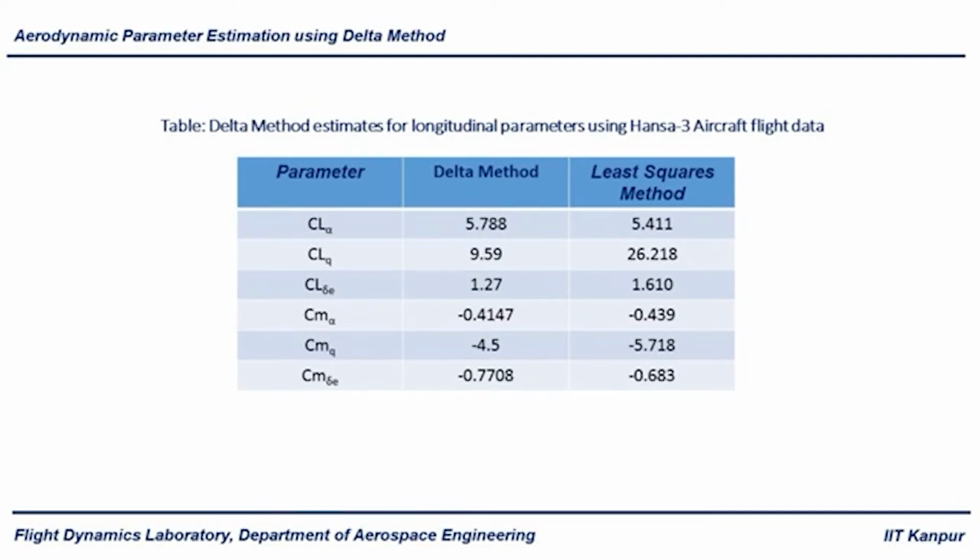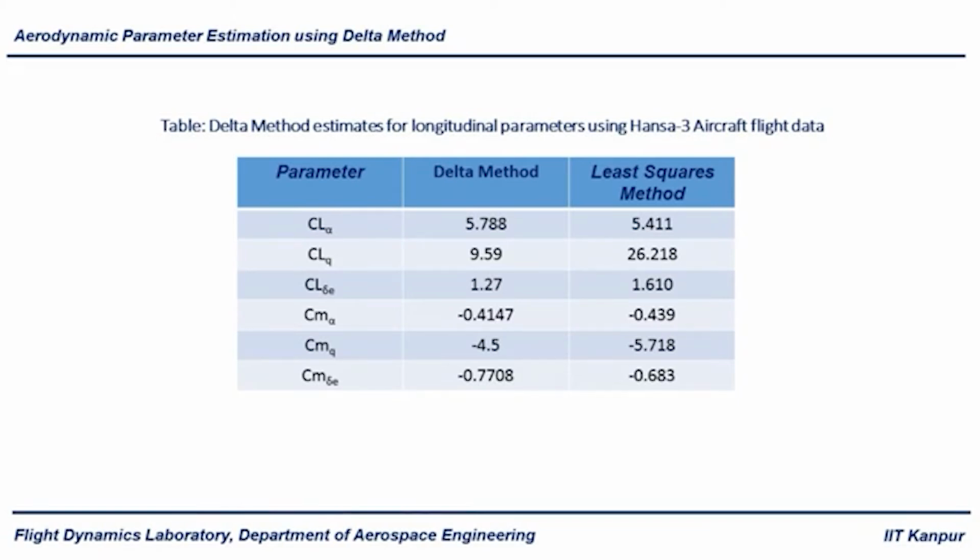Here your strong parameters are CL alpha, CM alpha, CM delta E and CL delta E. Those strong parameters are in quite good shape, and you have done it from flight data. Further, you can improve this, you can apply it to different sets of data, and you can see the accuracy in the result and the performance. And as I said, the q derivatives, CLq and CMq, were not very much in agreement because of the nature of the data.